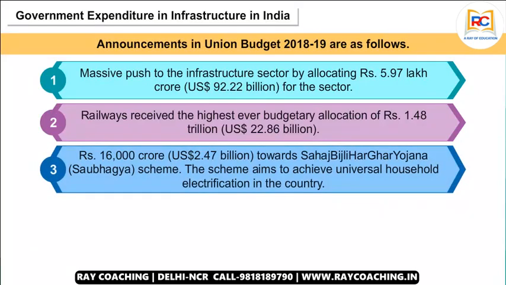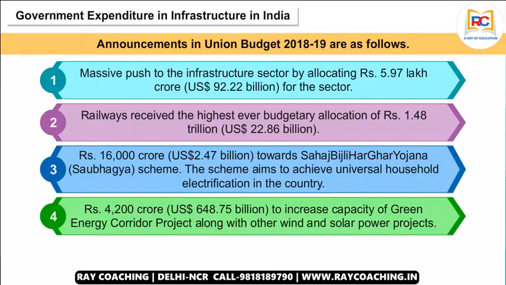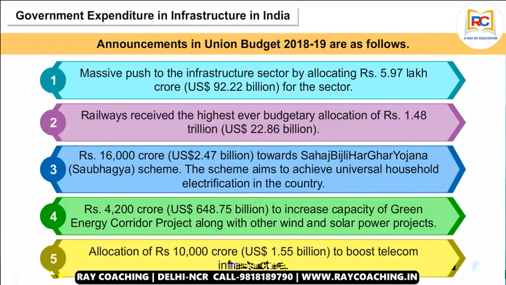Rupees 16,000 crores, $2.47 billion towards Sahaj Bijli Har Ghar Yojana Saubhagya scheme. The scheme aims to achieve universal household electrification in the country. Rupees 4,200 crores, $648.75 billion to increase capacity of Green Energy Corridor project along with other wind and solar power projects. Allocation of rupees 10,000 crores, $1.55 billion to boost telecom infrastructure.